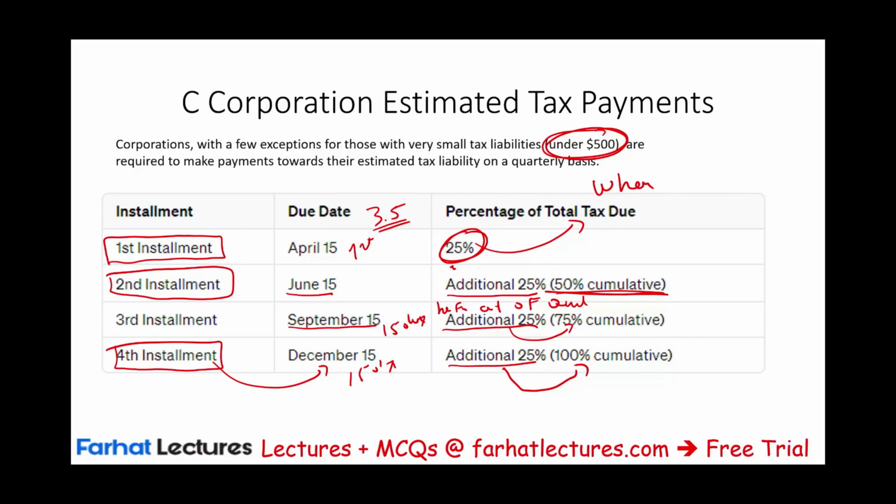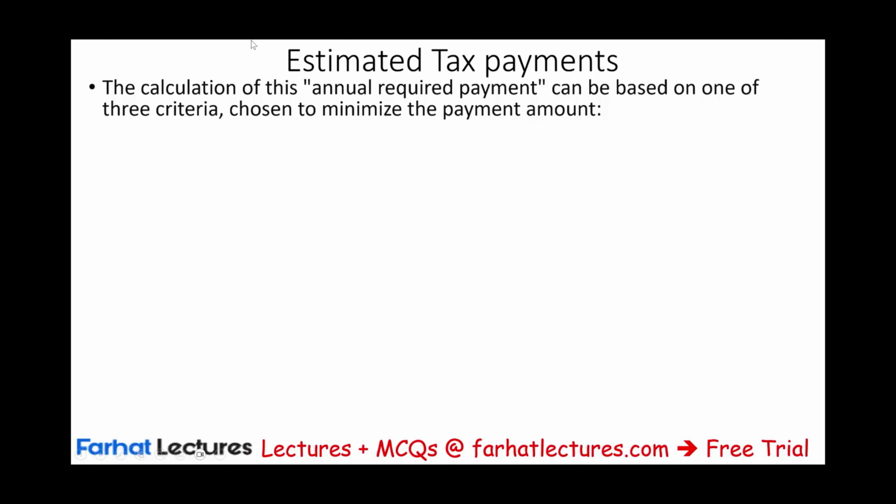Now, I showed you the date and the percentage. Now we need to figure out, how do you figure out the dollar amount? You can take the dollar amount times the percentage. The calculation of this annual required payment, which is 25% per quarter, can be based on one of the following 3 criteria, chosen to do what? Minimize the payment amount. So you could choose 3 methods. If you follow those 3 methods, assuming you follow them properly, you will avoid the penalties. And that's what you want to do. You want to avoid underpayment and penalties.